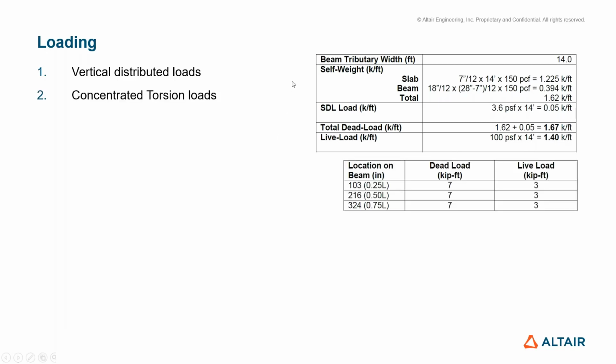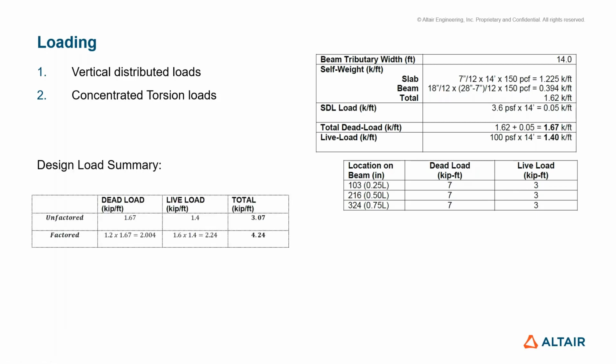And we also have some concentrated torsional loads as well. They're located at different positions on our beam, so at the quarter point, the half point, and the three-quarter point. And you can see the magnitudes for each one of those. They're all the same, just located at different locations. So you can see your design load summary before it's factored and after it's factored, what those magnitudes will be.